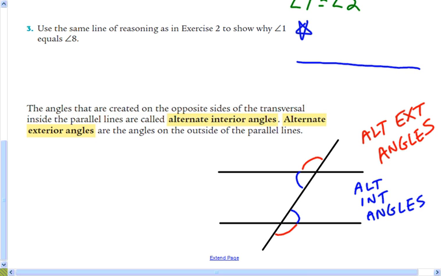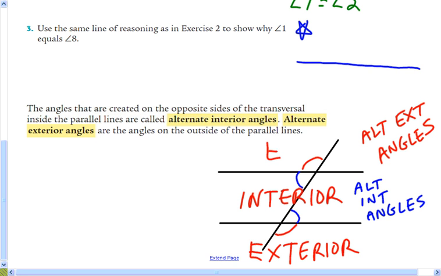They're called that because the area between the two parallel lines is known as the interior, and outside of the parallel lines, that area is known as the exterior. And this is the exterior also. All right, so let's do some work with that stuff.